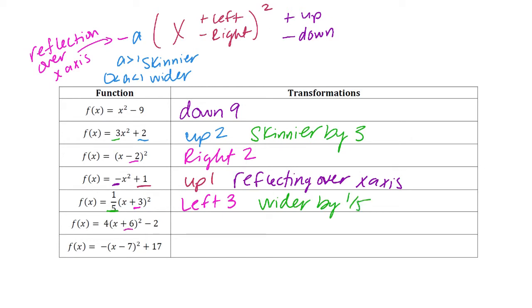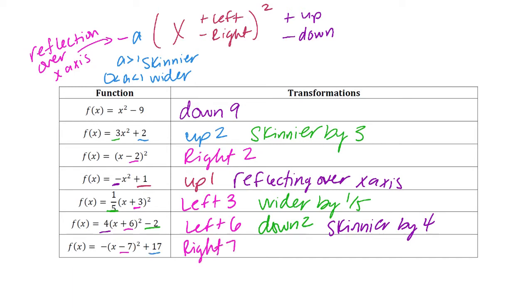The next one, we actually have 3 things going on. The +6 on the inside means we're going to go left 6. -2 on the outside means down 2. And then this 4 on the outside means our graph is going to be skinnier by 4. All right, last one. -7 on the inside is going to be right 7. +17 on the outside means up 17. And this negative out front means we're going to reflect over the x-axis.